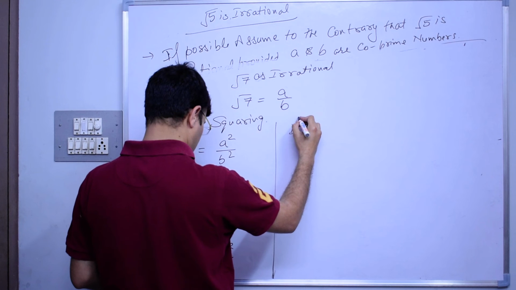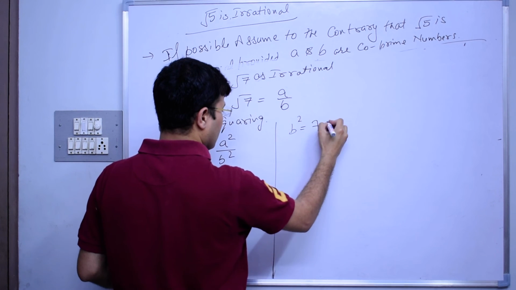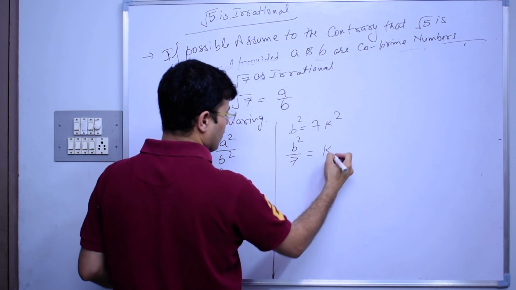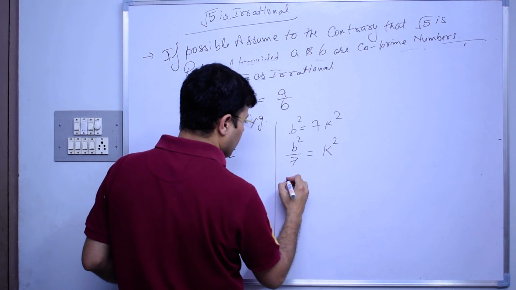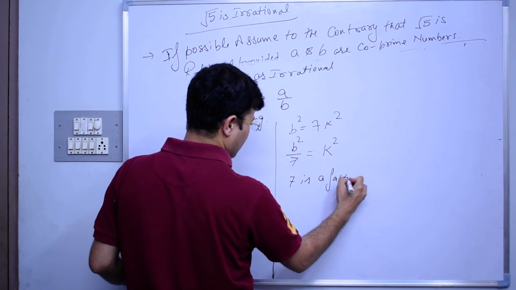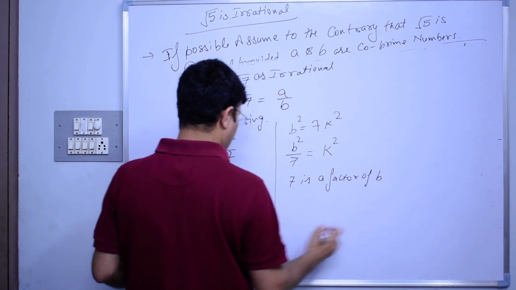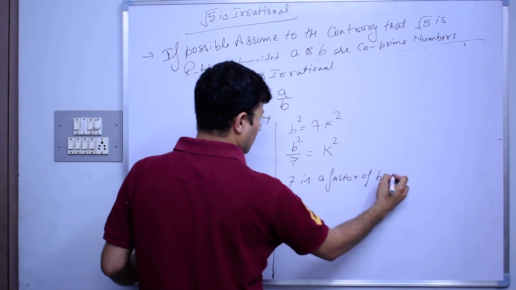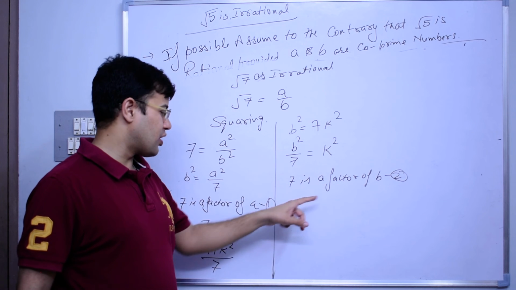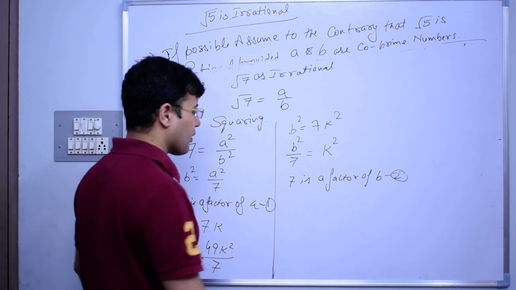So b square is 7k square. b square by 7 is equal to k, and hence you will again write that 7 is a factor of b. 1, 2. I have skipped the first terms, that is square and square, so I can directly conclude that it is a factor.